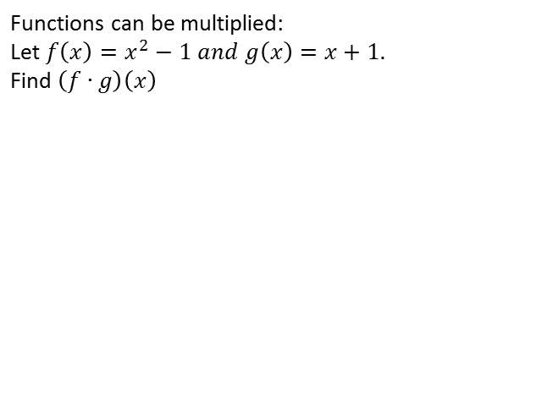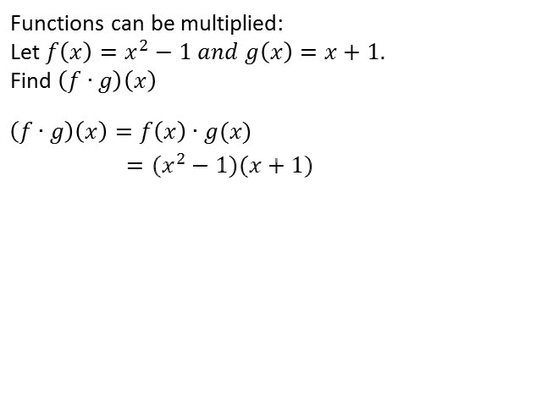Another thing I can do with functions is I can multiply them. So in this case, I have f of x is x squared minus 1, and g of x is x plus 1, and I'll find f times g of x. F times g of x is just going to be f of x times g of x, which in this case is x squared minus 1 times x plus 1.